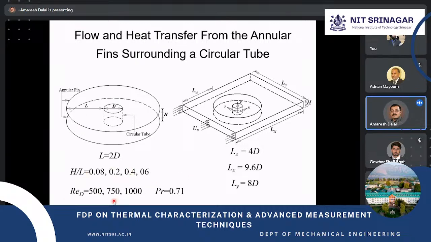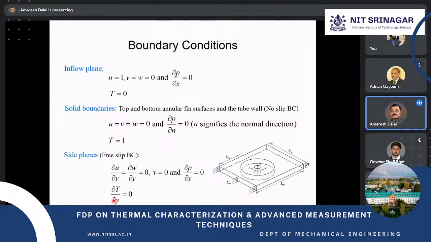In this case, we didn't use any winglet, but in a later case we have used it. Similarly, the boundary conditions are inlet, all solid surfaces are no slip, and side surfaces are symmetry. The circular fin is no slip, but outside this fin again it is a free slip boundary condition we have used.